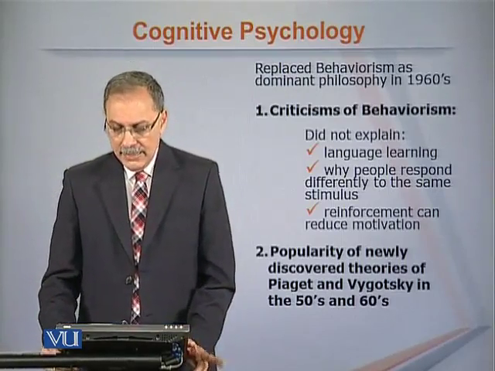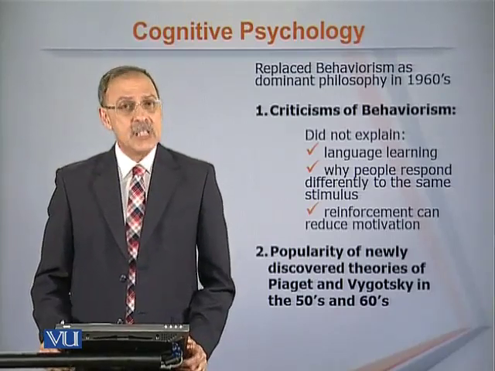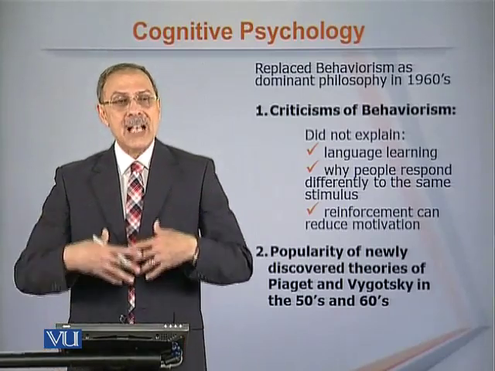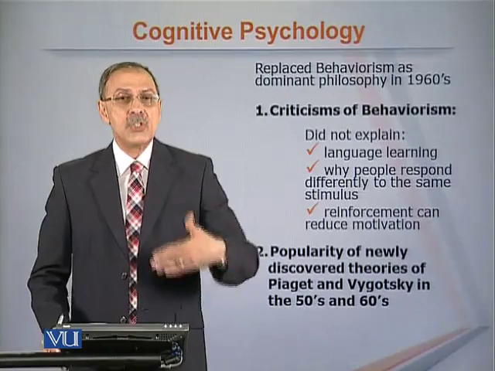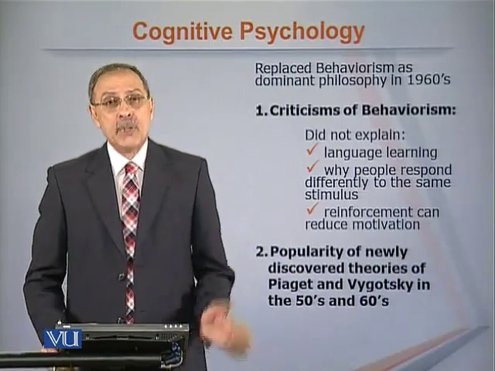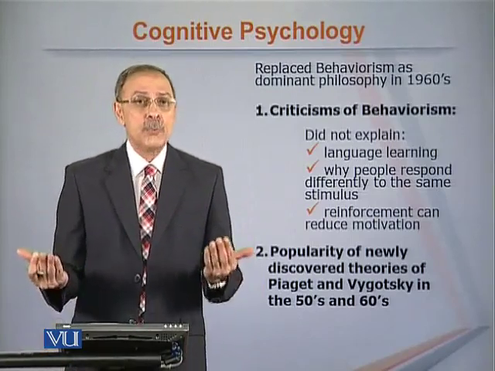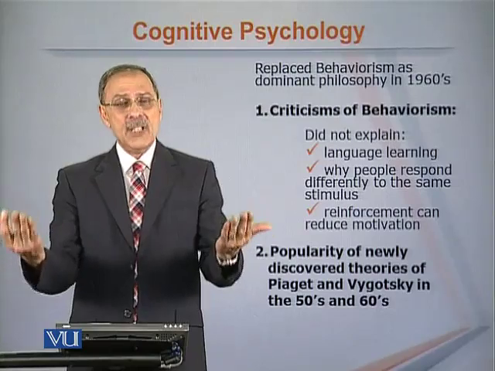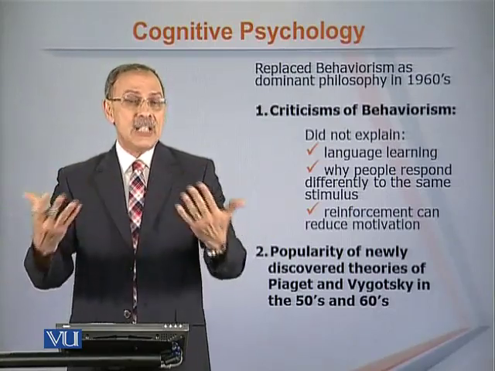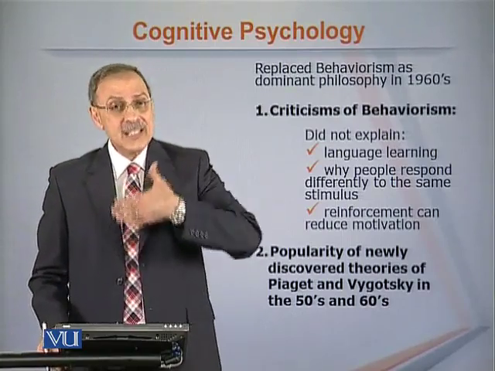Number two, it did not explain why people respond differently to the same stimulus. When a group of people or individuals are exposed to the same stimulus, why aren't all people responding in the same way? Could be said for a classroom too. When we have 20, 30, 40 students sitting in a classroom and the teacher is teaching one way to all the students, the stimulus is teaching.